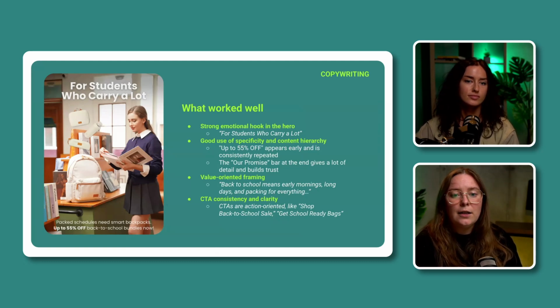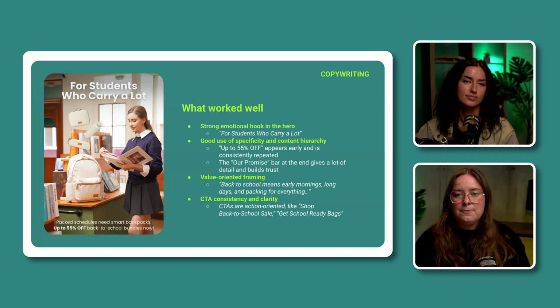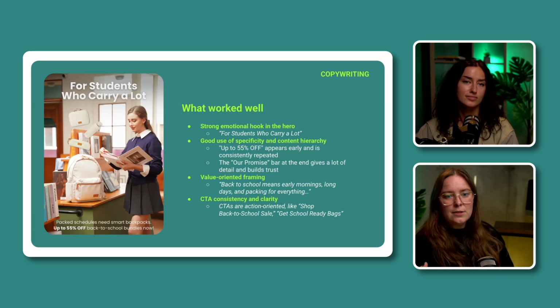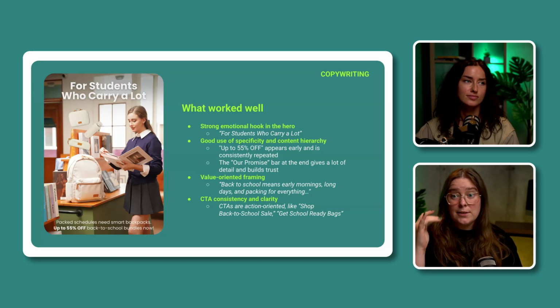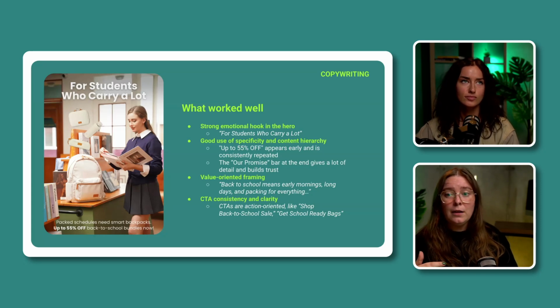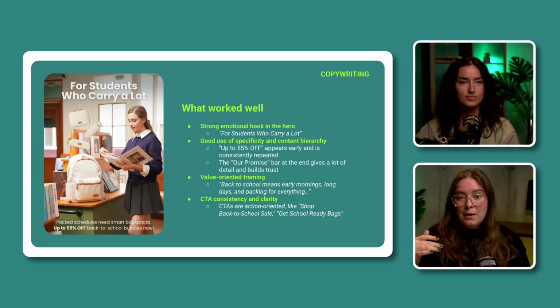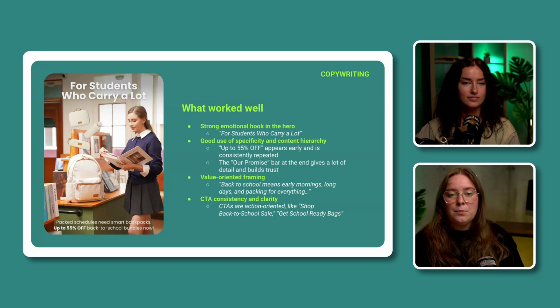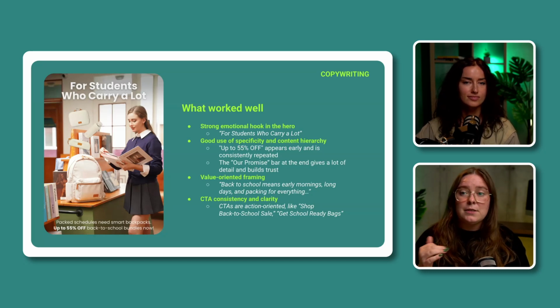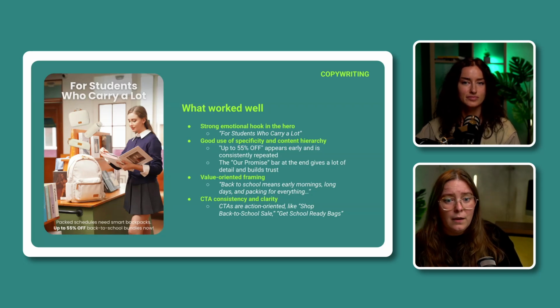It also has a good use of specificity and content hierarchy. Up to 55% off appears pretty early and is consistently repeated throughout the email. And the promise bar at the end gives a lot of detail and builds trust. These all support mental triggers like specificity, clarity, authority, giving readers multiple points of entry.